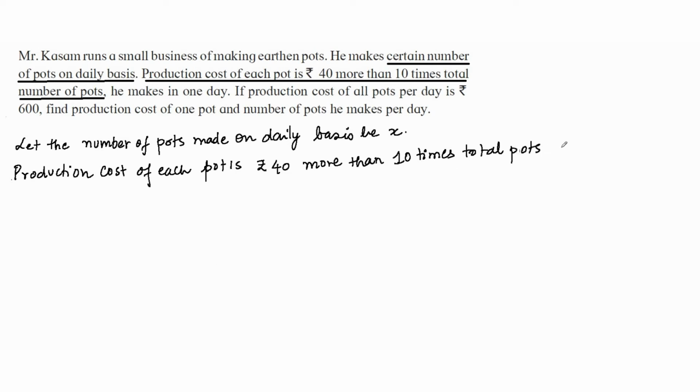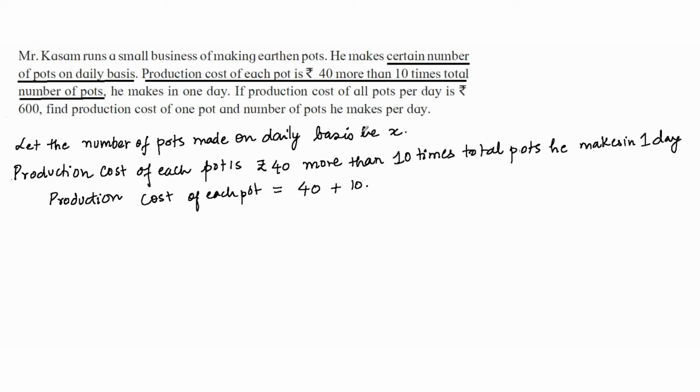Total pots he makes in one day. That means the production cost of each pot is 40 more than 10 times the total pot he makes in one day. The total pot that he makes in one day is x, so it is going to be 40 plus 10 times x. This is the production cost of each pot.